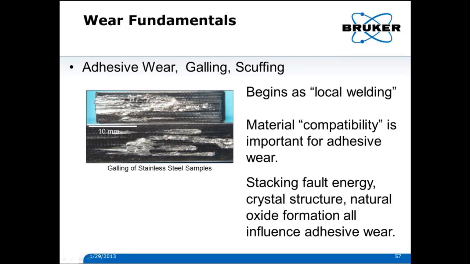Adhesive wear, known as sometimes galling in the extreme or scuffing, begins as local welding. So at the asperity contact, we are no longer protected by our boundary film. We get a small junction forming. That junction builds up because there's no escape. And suddenly you get a very big pileup, and that drags across the surface, as we see here in these stainless steel examples. Great amounts of displaced material known as galling.